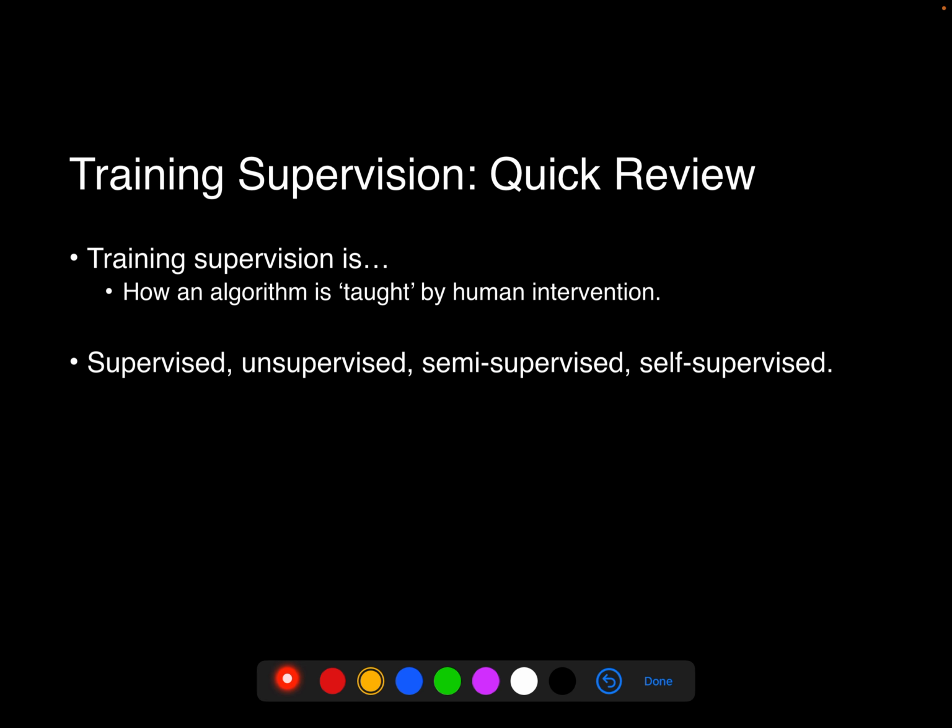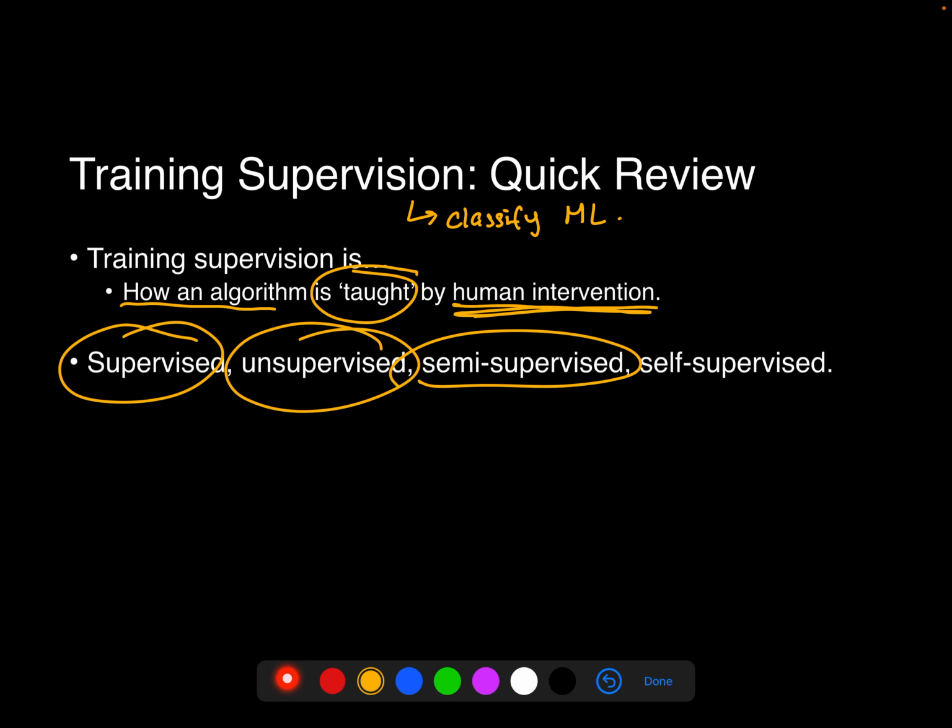So a quick overview of what training supervision is. It is one of the ways to classify machine learning, which we covered in a previous video. It is defined as how an algorithm is taught, and it is categorized by how much human intervention occurred when a data set was given to the algorithm. The types are supervised, unsupervised, semi-supervised, and self-supervised. In this video today, we are covering supervised learning.